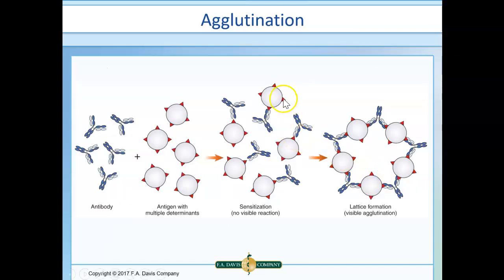So you can see we have the antibody on the side, we add it to antigens that have multiple determinant sites on it. You can see the little antigen sticking off the side. Sensitization, we can't see, but you can see there's antibodies actually attached. After a while, they all come together and create this pretty lattice formation. And this is what we see as agglutination.